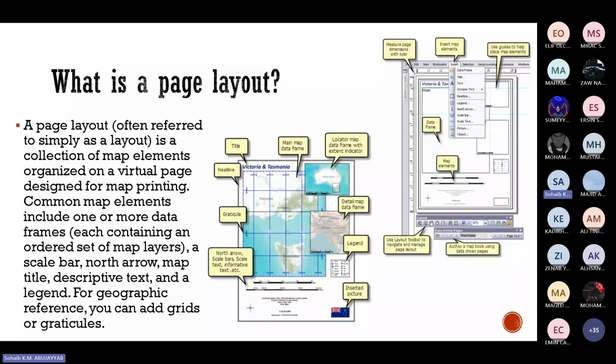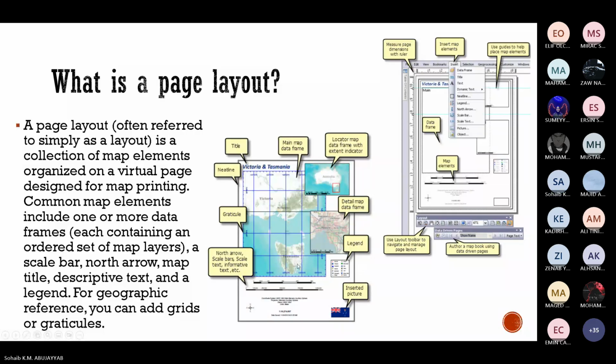This is the legend. You can sometimes insert some pictures. You can insert some details about the metadata. There is also the net line. The net line is the external border of the map, the final external border of the map. And this is the main data frame of the map.